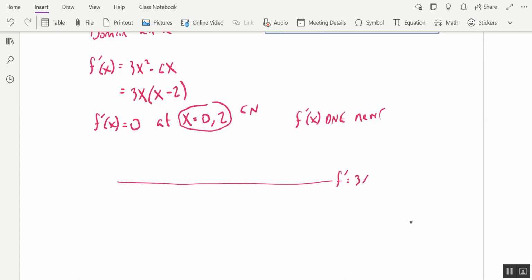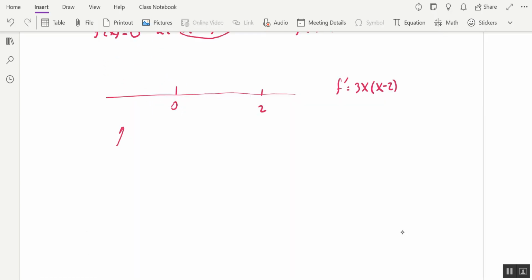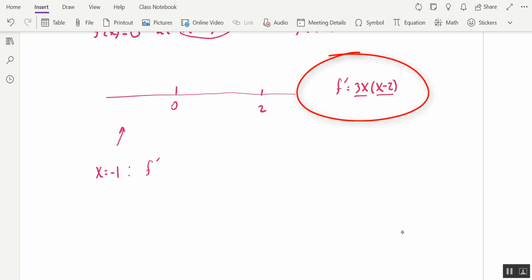So f prime, and I put the factored form of f prime, plot 0 and 2. And now we just need to determine the sign of f prime on those 3 intervals that I've formed. So when I test this first interval, I'm going to test x equal -1, and I'm not going to actually evaluate f prime of -1. What I'm going to do is look at these 2 factors, 1 factor, 2 factor. I'll determine whether they're positive or negative, and then I'll multiply.